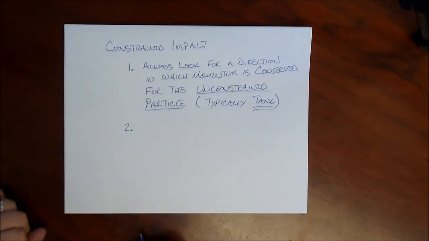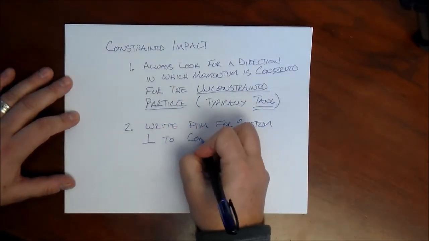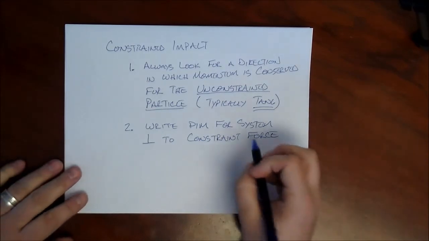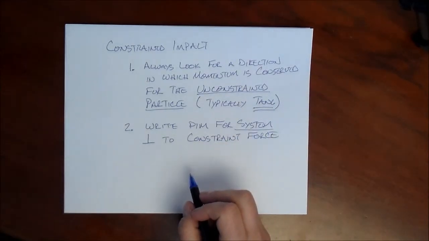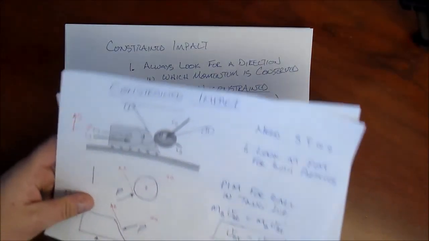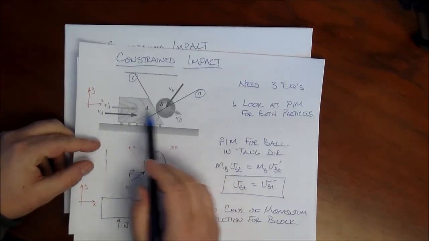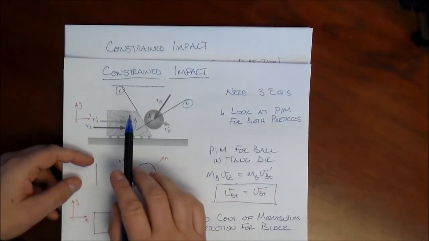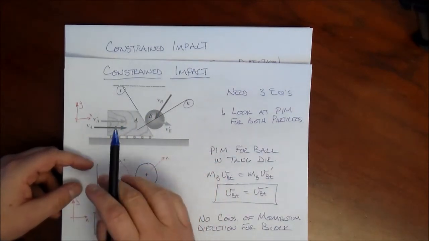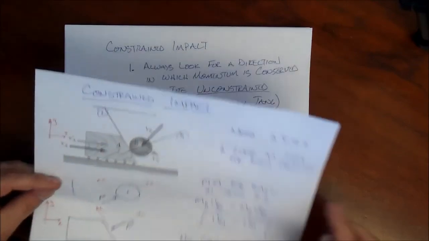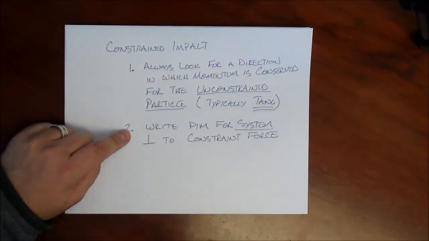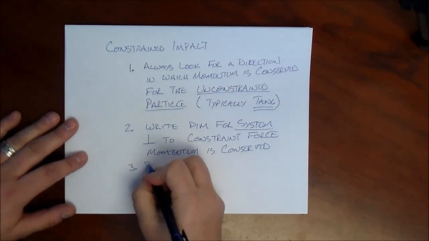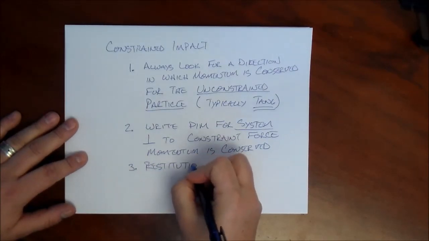The second thing you do: you write the principle of impulse and momentum for the system perpendicular to the constraint force. Right? So on this problem, we wrote the principle of impulse and momentum in the horizontal direction because we know the constraint force was vertical. Okay? That constraint force isn't always going to be vertical or necessarily horizontal. It could be at an angle or something. Find the direction that's perpendicular to that constraint force and write the principle of impulse and momentum for the system, because momentum will be conserved in that direction. And finally, you write the restitution equation in the normal direction.